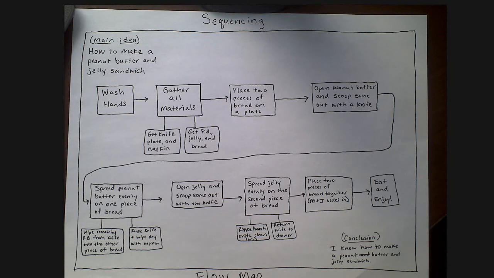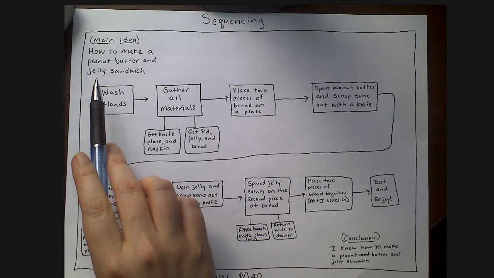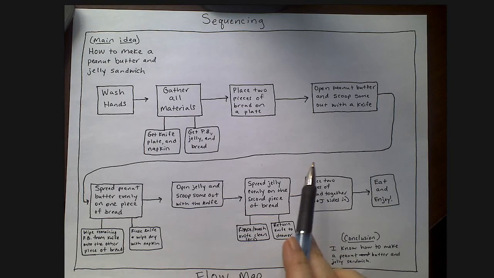And down here in my bottom right corner, I've got my conclusion. So my main idea, how to make a peanut butter and jelly sandwich, goes in the top left corner. Then all these boxes show the flow of the sequence of events in the order that they occurred in time, okay? And then the bottom right corner, we have our conclusion, which would be, clearly, I know how to make a peanut butter and jelly sandwich.